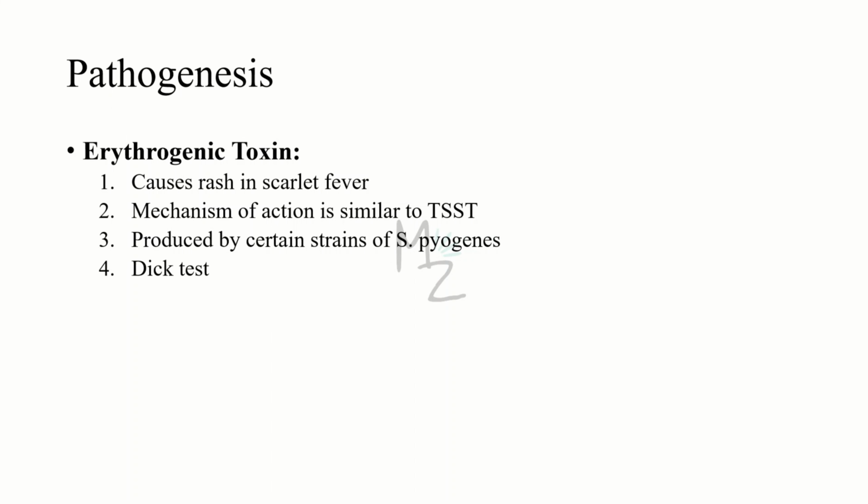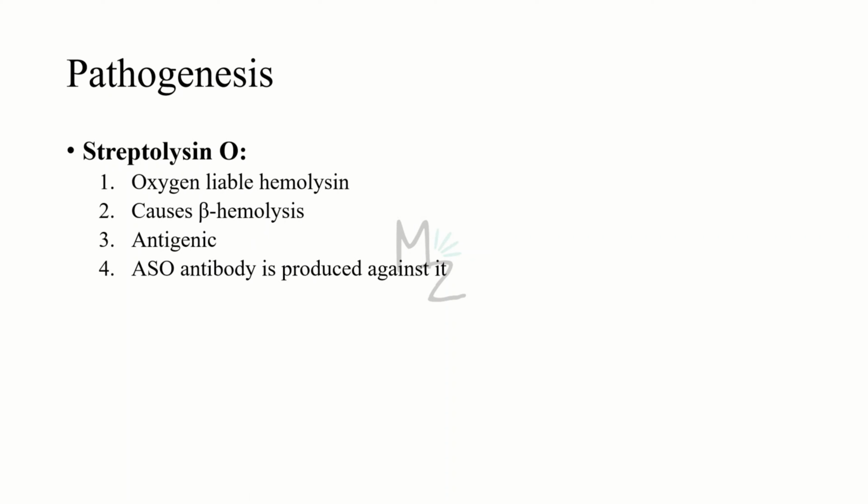This toxin is produced only by certain strains of Streptococcus lysogenized by a bacteriophage carrying the gene of toxin. The injection of a skin test dose of erythrogenic toxin, the Dick test, gives a positive result in persons lacking antitoxin, i.e. susceptible persons. Second one in the list is streptolysin O. It is a hemolysin that is inactivated by oxidation.